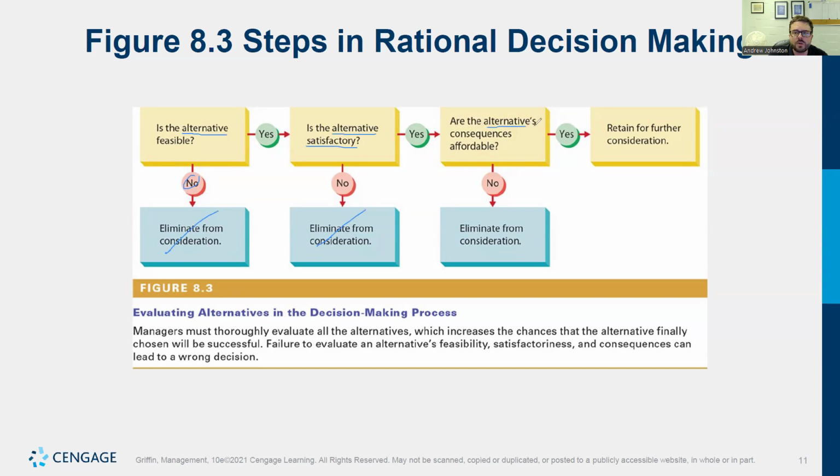Are the alternative's consequences affordable? Can we implement this alternative based on our resources? No? Well, then there's no point thinking about it. Yes? Okay. Well, this goes into what you might call the maybe pile. That's how we whittle down our alternatives till we're left with the optimal alternative for the decision we're facing. This is the rational model. It says so right here. There we go. All right.